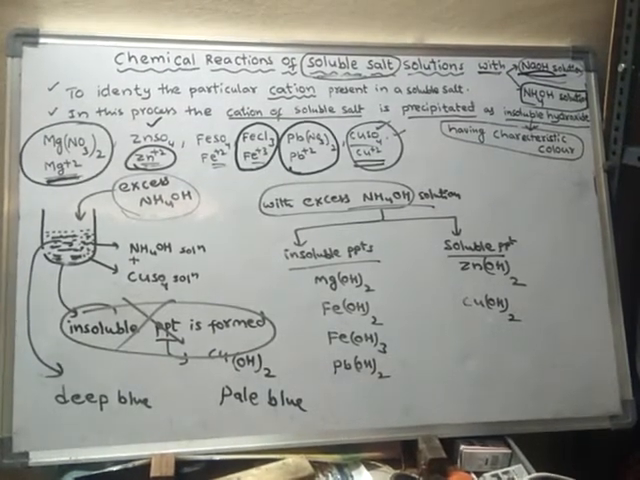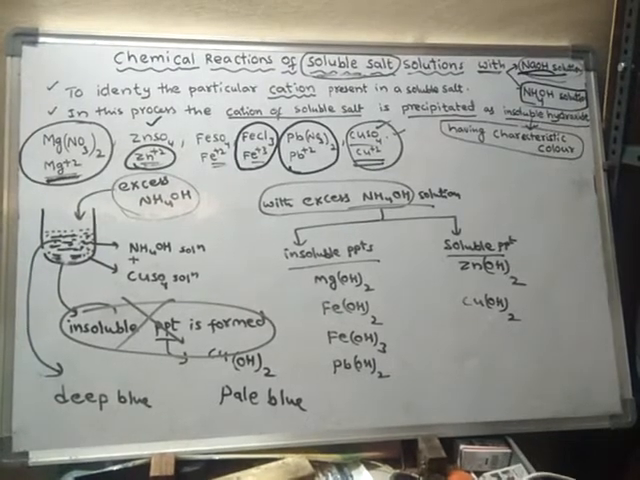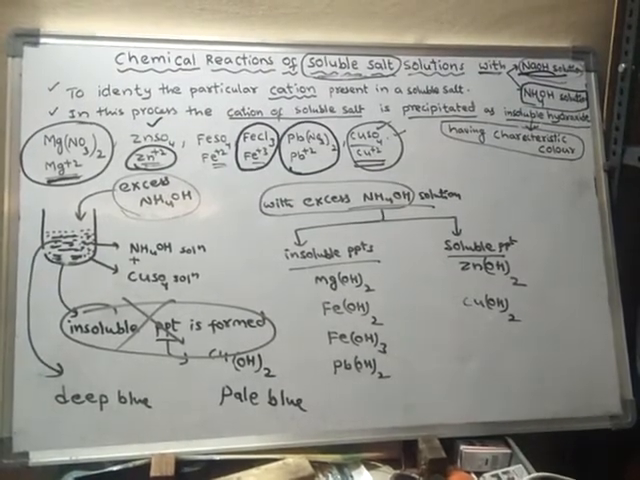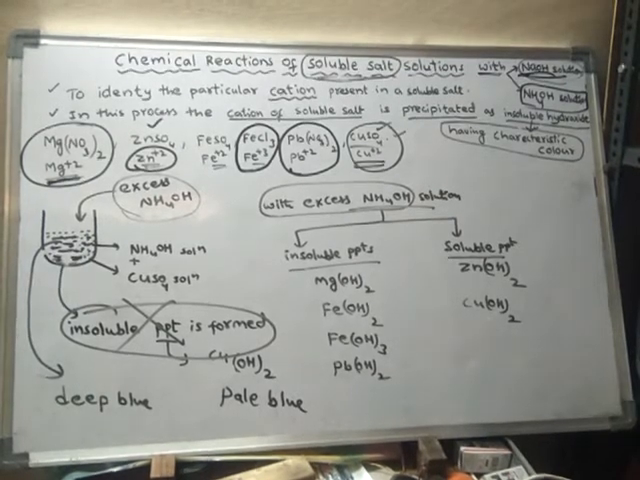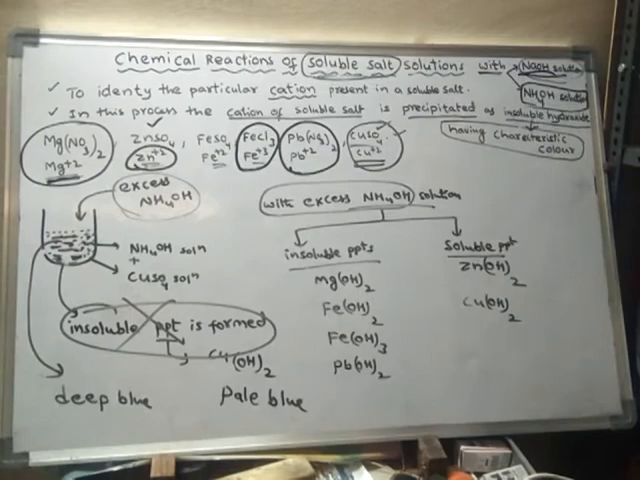In the next video, we will learn about the amphoteric nature of zinc and aluminium metals, their oxides, and even their hydroxides.